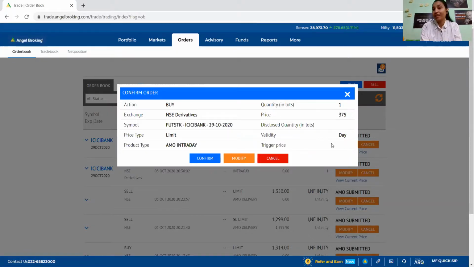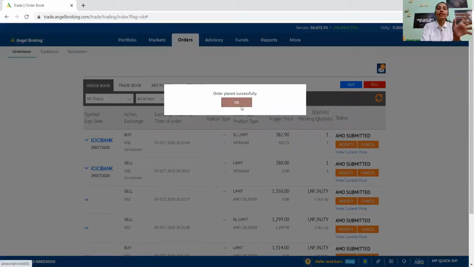You can just have a look at it once again for one second, that the quantity is fine, the price is fine. Instead of 375, if you place 357, although it is a buy trade, in the sell trade this will be in a positive favor. Okay, this can book your loss immediately. So you can just check it once again, verify each and everything, and then you go ahead. So we will click confirm over here. So is it clear with everyone?